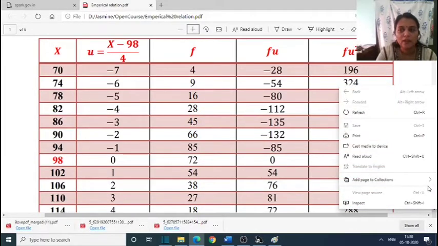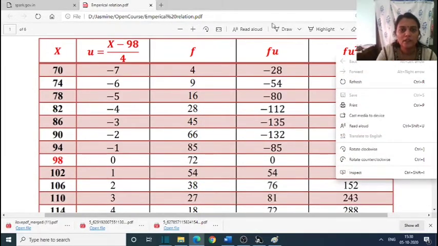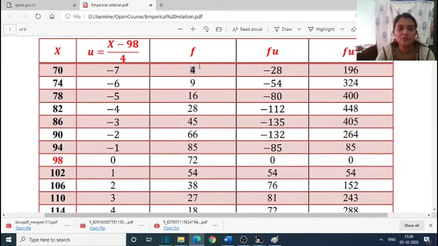Those are the U values. And the F values are from the table itself: 4, 9, 16, 28, 45, etc. Now in the next column we have FU. 4 into minus 7, minus 28. 9 into minus 6, minus 54. 16 into minus 5, minus 80. 28 into minus 4, minus 112. 45 into minus 3, minus 135. 66 into minus 2, minus 132. 85 into minus 1, minus 85.